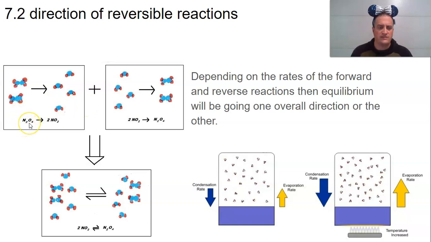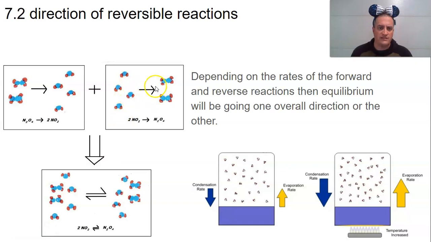So in this case, if we have N2O4 breaking down to produce NO2, and then nitrogen dioxide producing dinitrogen tetroxide, these are both happening at their own speeds. When we put them together, we would show a mixture of both. Okay? We would show a mixture of both happening on both sides.